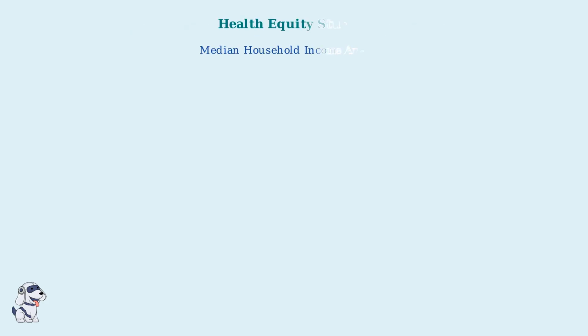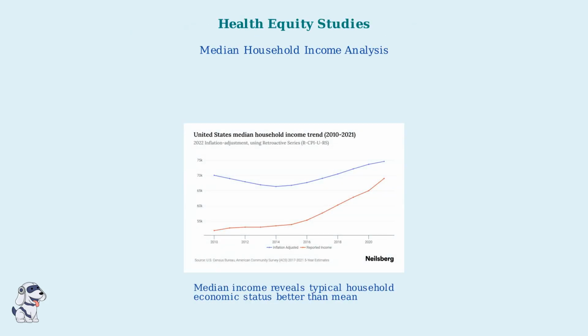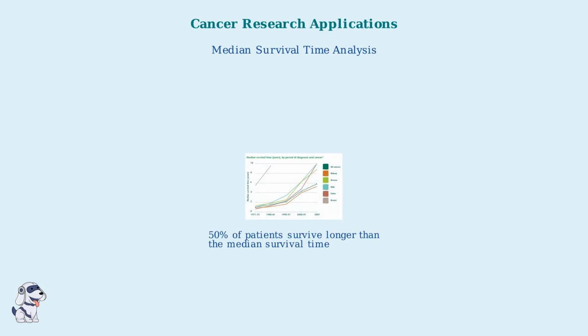The median serves as a crucial statistical measure in numerous public health applications. Unlike the mean, the median provides robust insights that are not affected by extreme values, making it particularly valuable in health research and policy decisions. One of the most important applications of the median is in health equity studies, particularly when analyzing household income. Median household income provides a more accurate picture of typical economic conditions than the mean, which can be skewed by very high earners. In cancer research, median survival time is the gold standard for measuring treatment effectiveness.